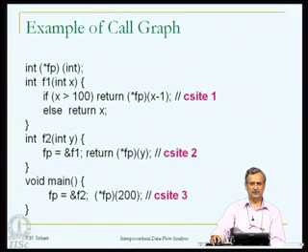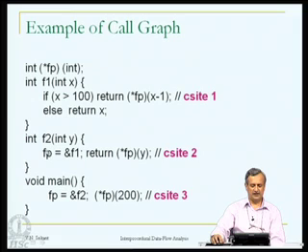So, let us take a simple example. There is a function called f1 and fp is a function pointer. f1 takes an integer parameter. It checks if x is greater than 0, then returns *fp(x-1), or else returns x. So, here this is a call through the function pointer.